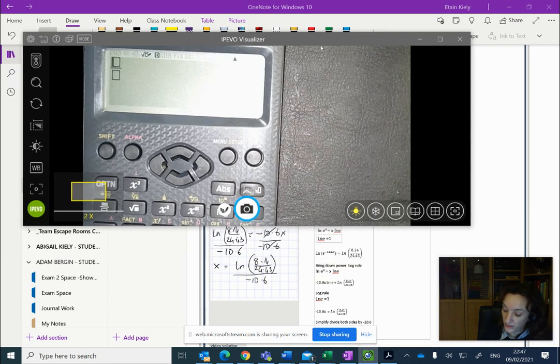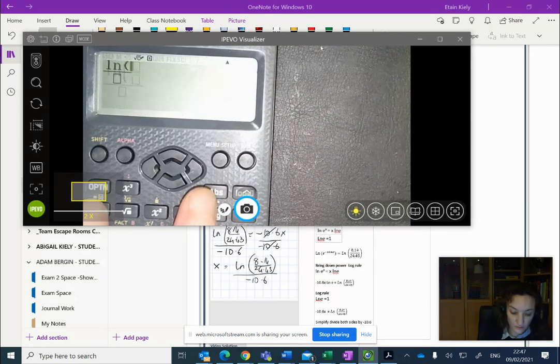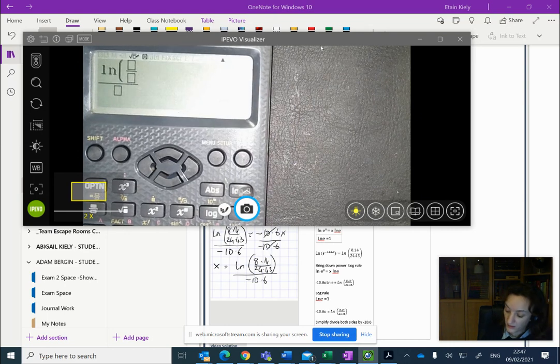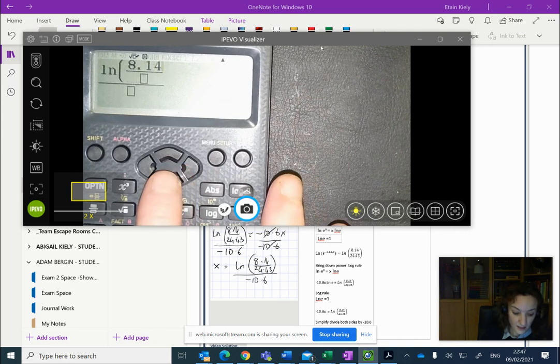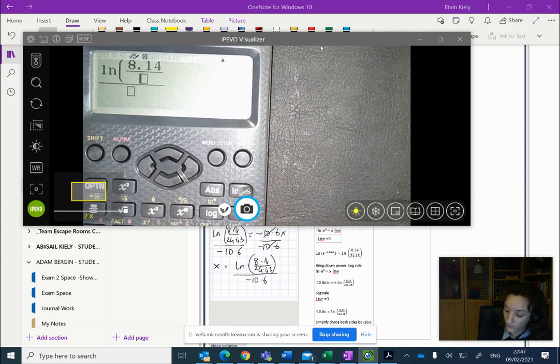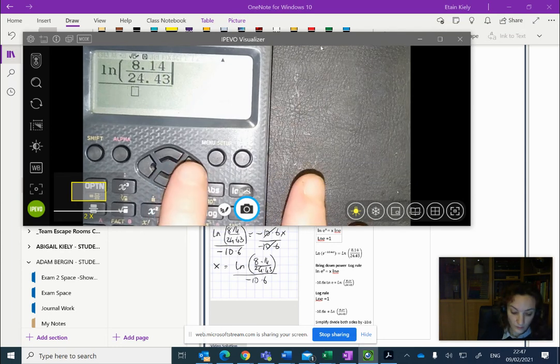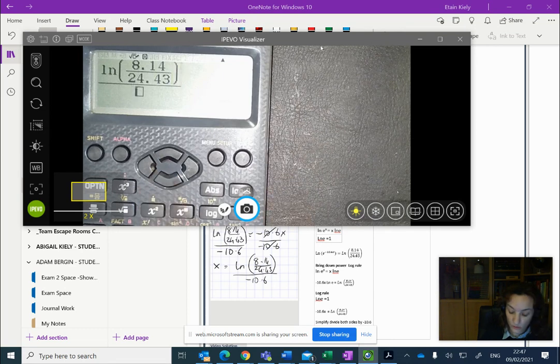So it's going to be the natural log. And again, we're using the fraction button. And it's 8.14. I've actually put in 88. So we want to go for 8.14. And below the line, we have 24.43. You can just close this bracket. And that's all divided by minus 10.6. If we press equal to, it gives us our answer here.